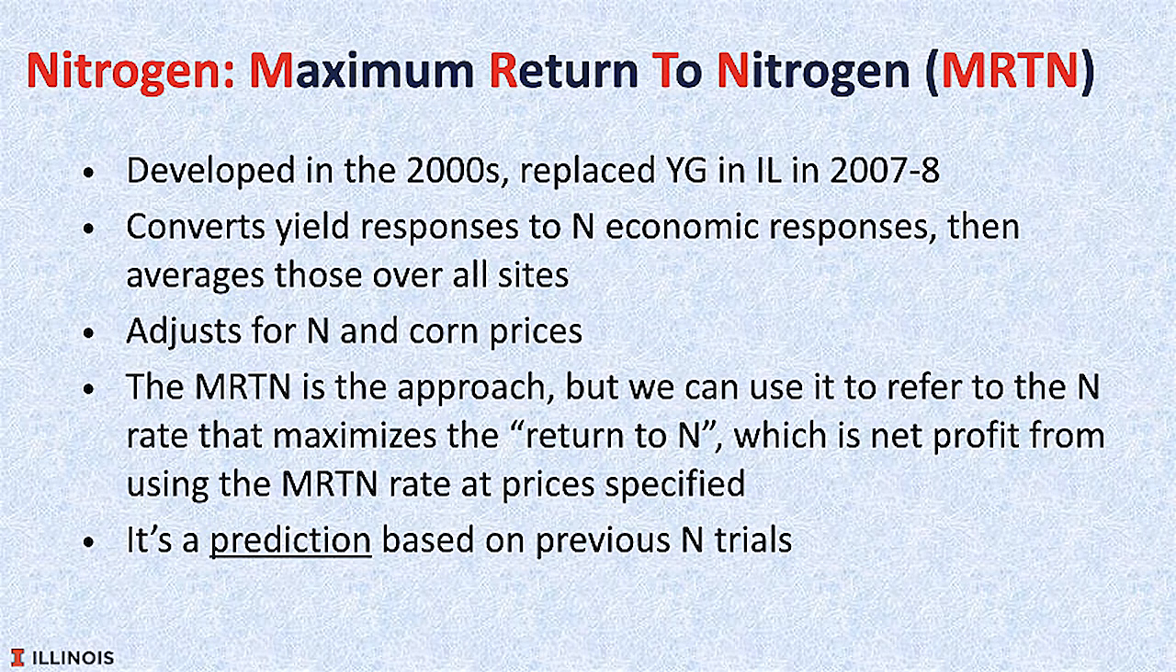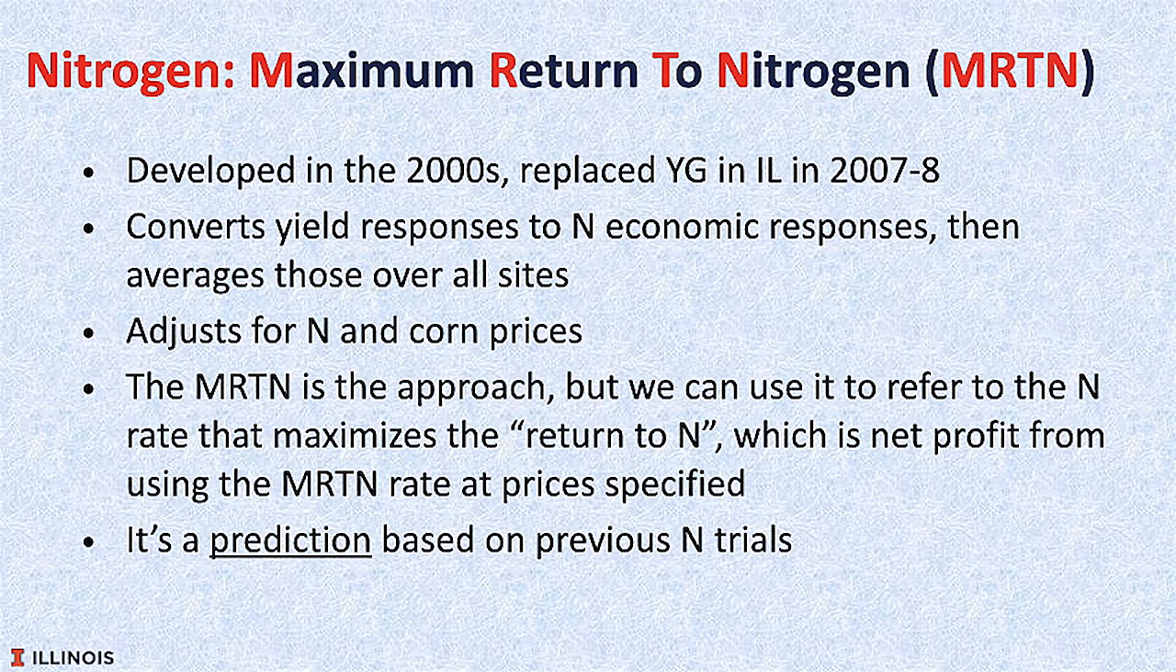We're going to talk about the MRTN, and some of you heard me talk about this a lot. So I'm just going to introduce the topic, and then Kaiyu will talk about what we might be doing going forward. The maximum return to nitrogen was developed in the 2000s, and it replaced a yield goal in 2007, 2008. It adjusts for N and corn prices, and the MRTN is the approach, but we can use it to refer to the N rate. So when you say the MRTN rate, just understand what that is.